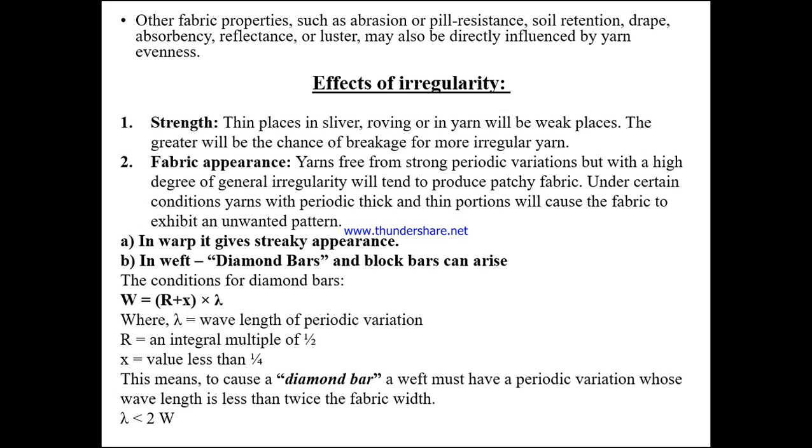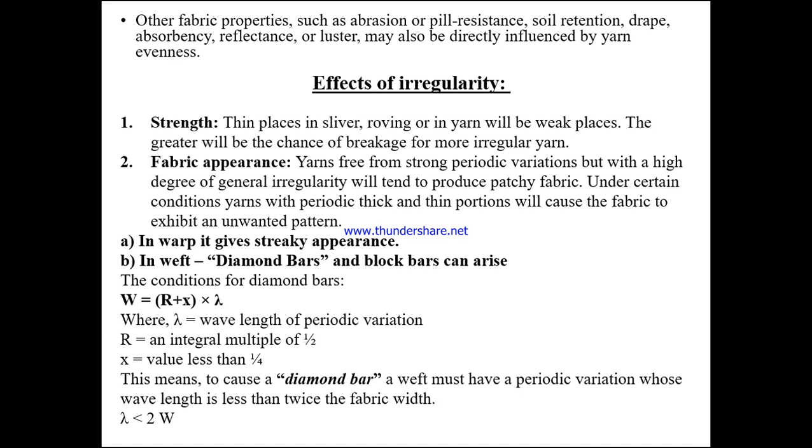Other fabric properties such as abrasion or pill resistance, soil retention property, drape, absorbency, reflectance and luster are also directly influenced by yarn evenness. If the yarn is uneven, there will be mass irregularity in the yarn, and all those problems will come. These are the significance of yarn unevenness in textile science.